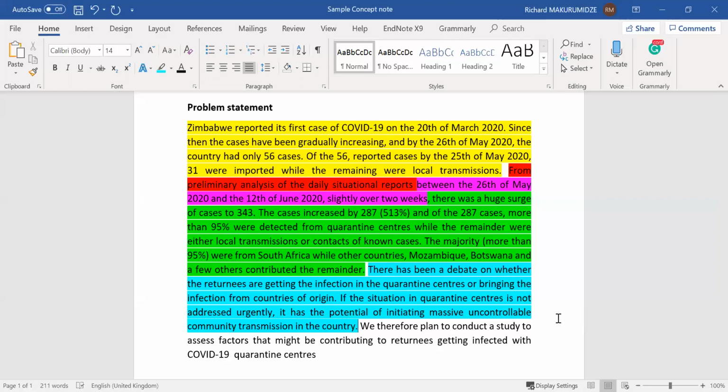In this case, if you, as a country, assuming these infections are happening in quarantine centers, if the problem is not addressed, what will happen? It means those cases have the potential of initiating massive community transmission. Why? Because some people are running away from quarantine centers. Imagine there are also people who work in those quarantine centers. Those people can carry the COVID virus from the quarantine centers and spread it into the community. And in the long run, we have a serious problem as a country.